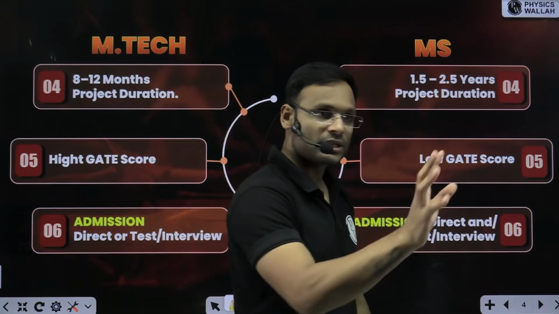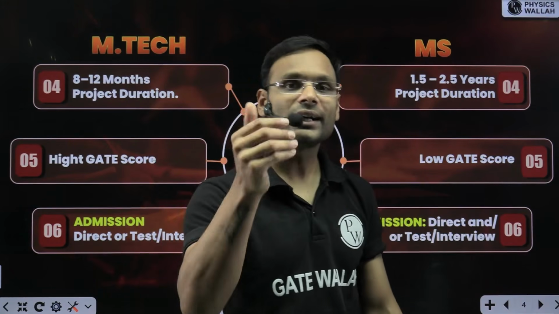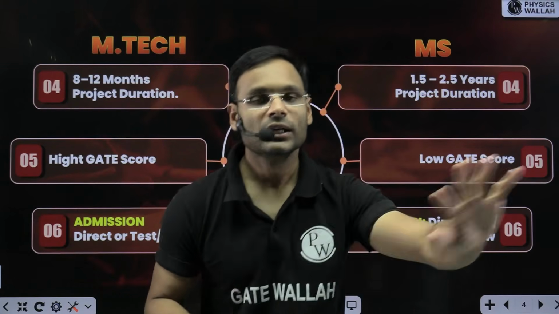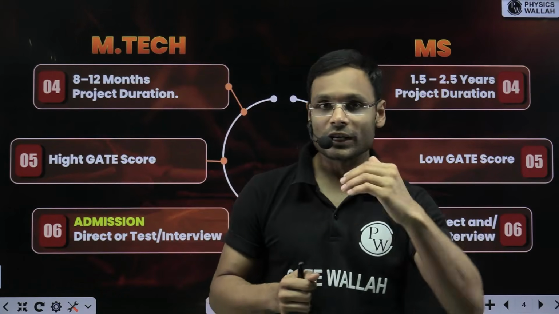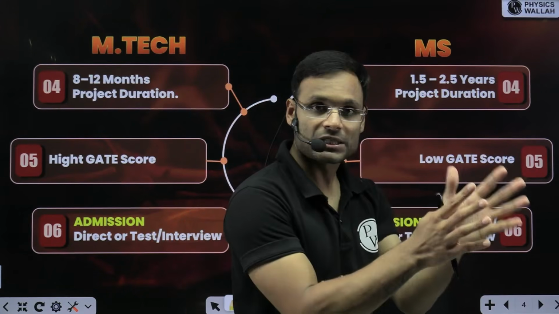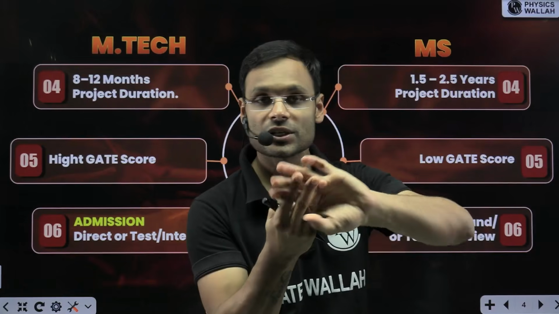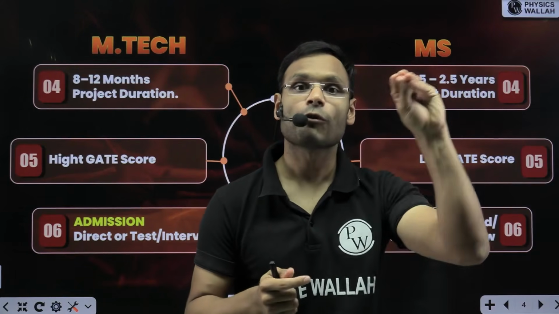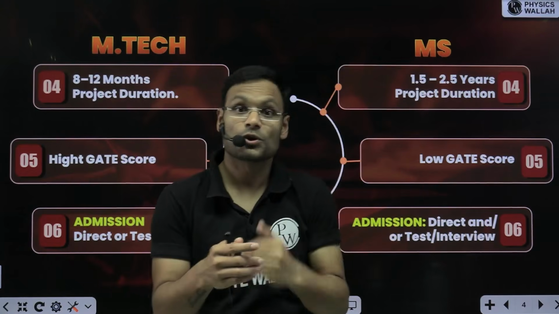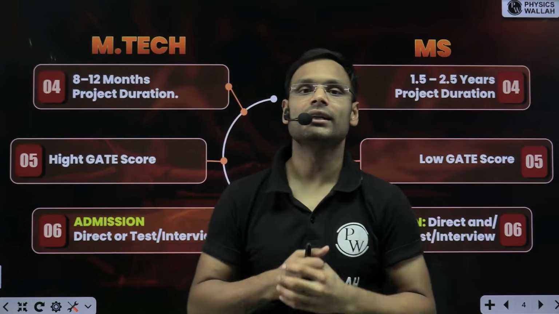So the first semester is purely courses. After that, hardly one course, and then only your research will go on. Research will go on for at least 1.5 years. First semester gone, 3 more semesters you are going to spend only on your research work. So project duration is a little more here, just because it's a research project, it may take a little time.